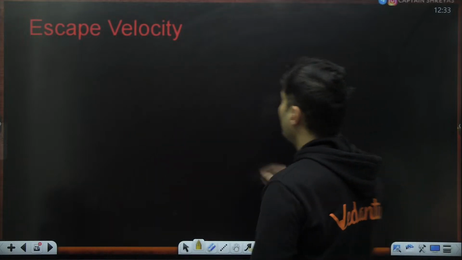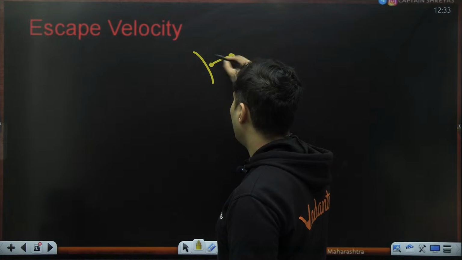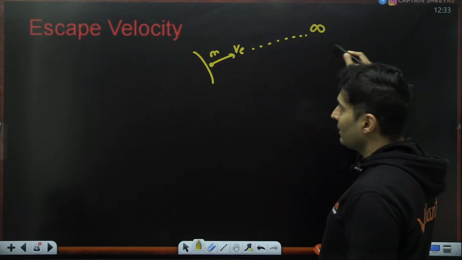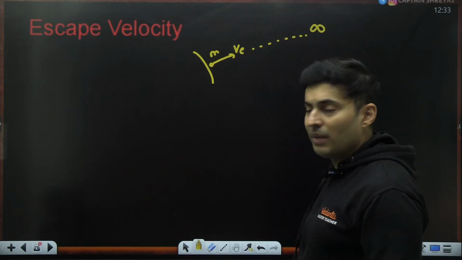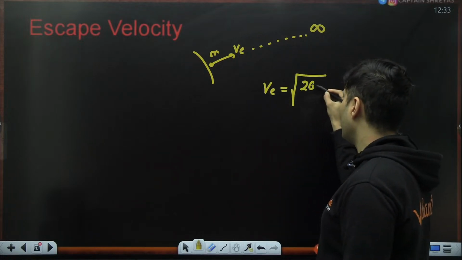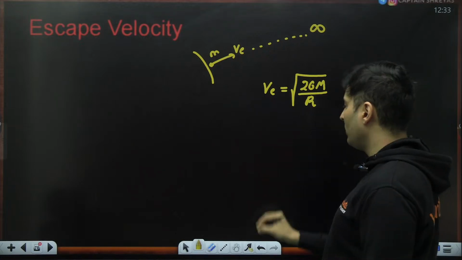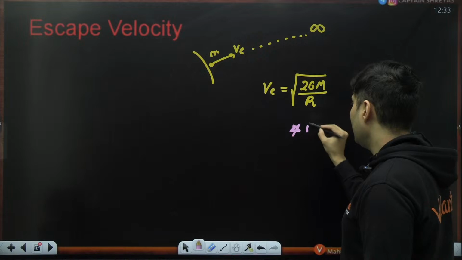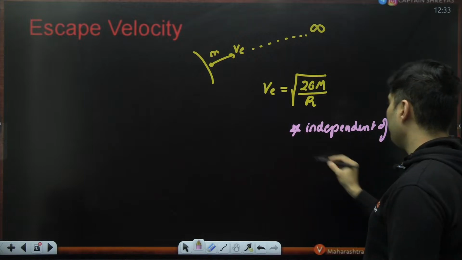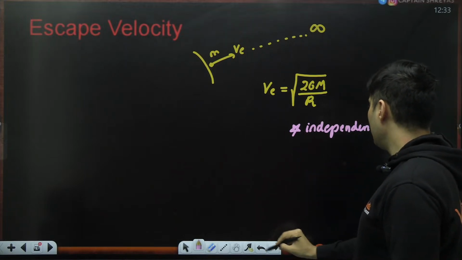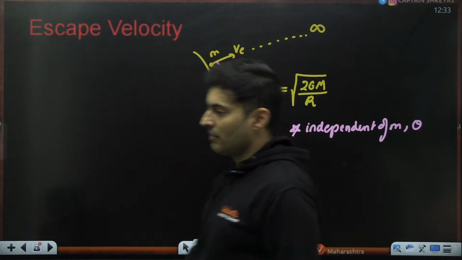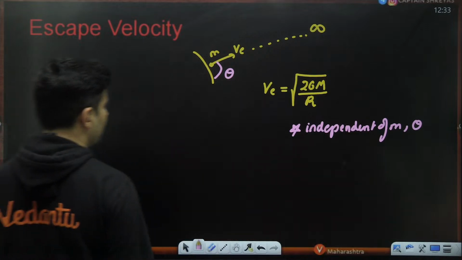Standard formula, guys. When you throw a mass with such a speed that it is able to reach infinity, then you have said that you have thrown the mass at an escape velocity, and that formula for escape velocity is the root of 2 times g times mass of the planet by the radius of the planet. Please note, it is independent of small m, and also independent of angle. What angle you throw it at, it doesn't really matter. All the angles are acceptable.